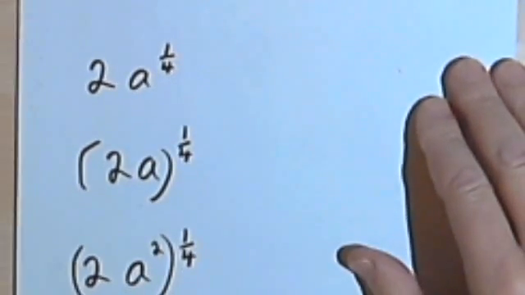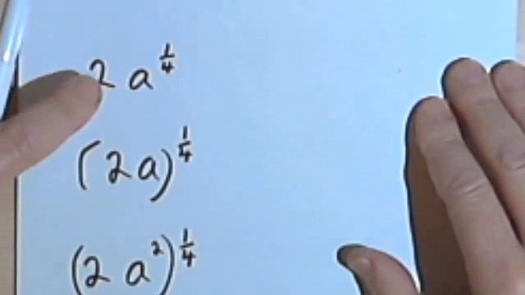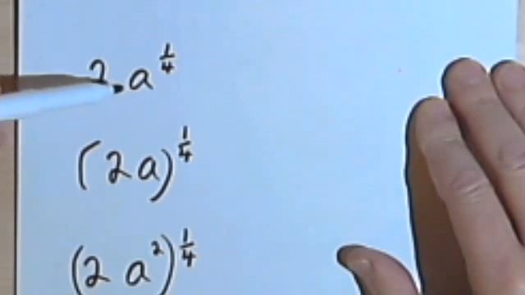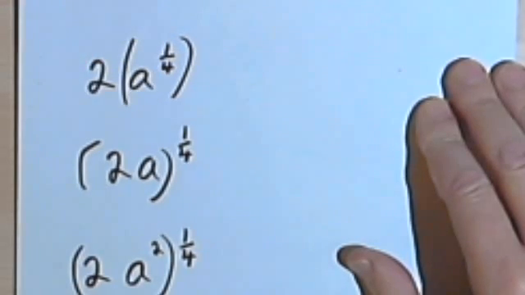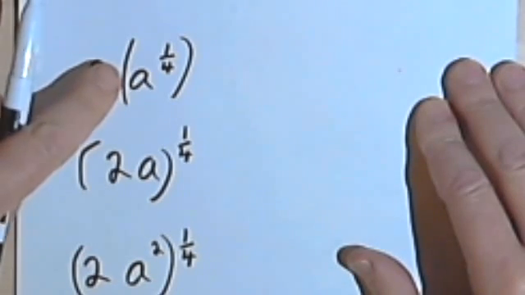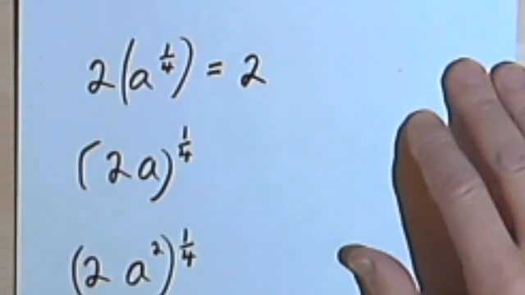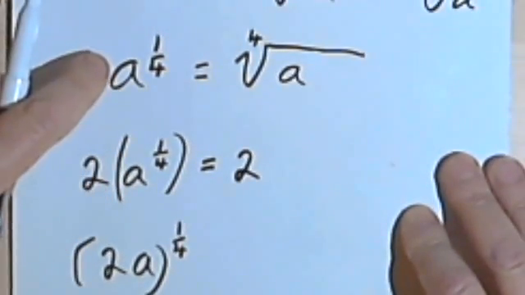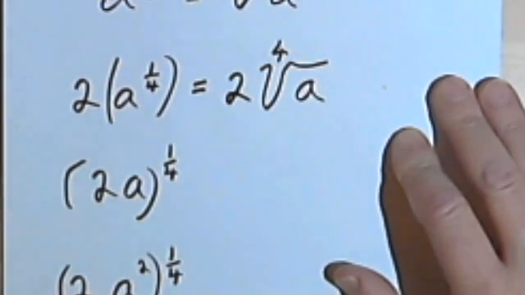Okay, now this is where it gets a little tricky. Here I've got 2a to the 1/4. What you have to remember here is the only thing that I'm raising to the 1/4 power is the a. So in other words, this is 2 times a to the 1/4. Whatever a to the 1/4 is, I'm going to multiply that by 2. Which means I'm going to start out with a 2 outside of the radical sign. And then I want a to the 1/4, which I actually just did right up here. So that's going to be 2 times the 4th root of a.